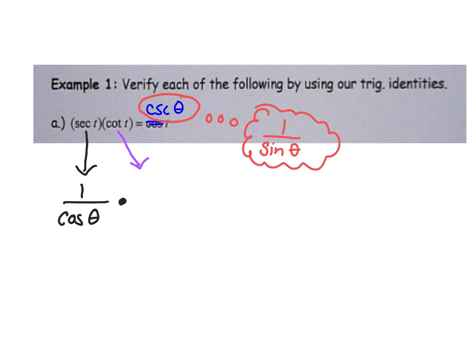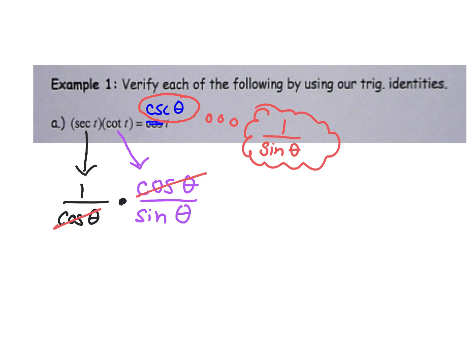Oops, I meant to grab purple there, sorry. So the quotient identity is the identity that takes it back to sine and cosine. When I multiply fractions, I am allowed to cross cancel. So do you see what's going to cross cancel? Those cosines are a goner. And then we multiply straight across.